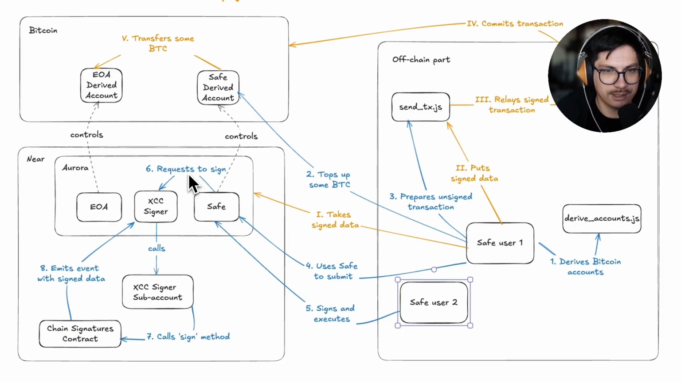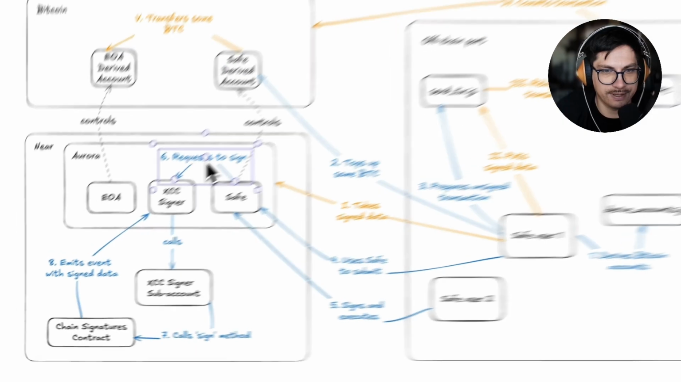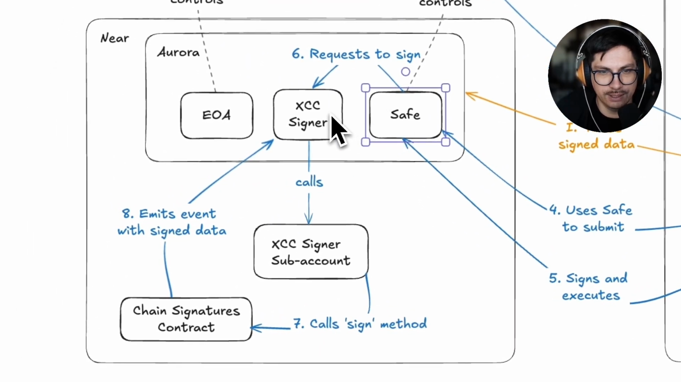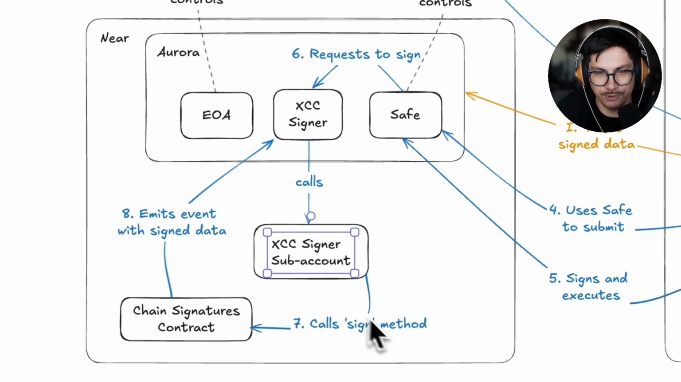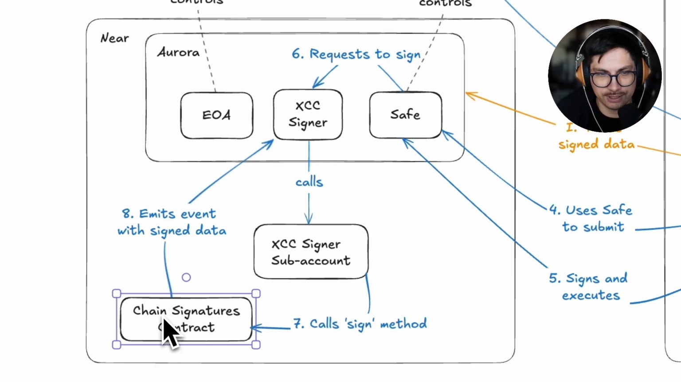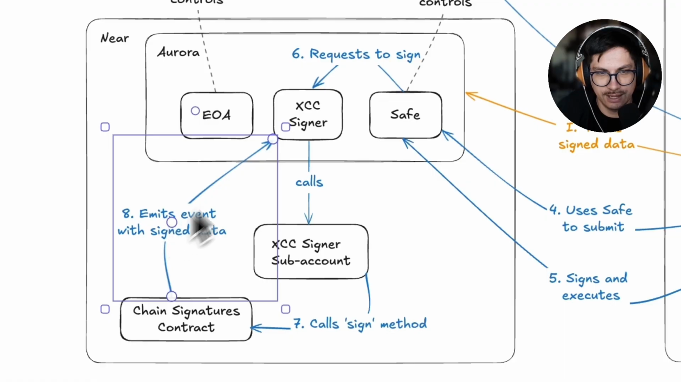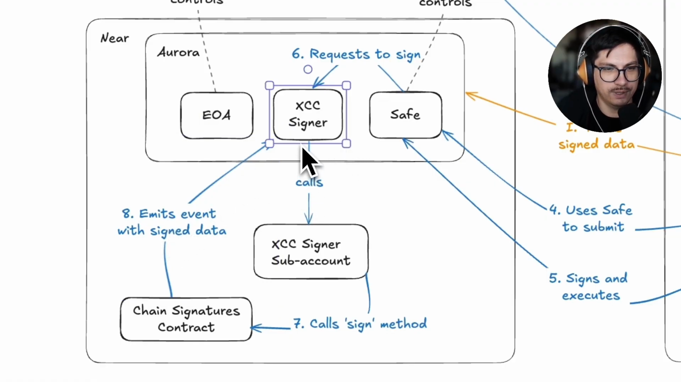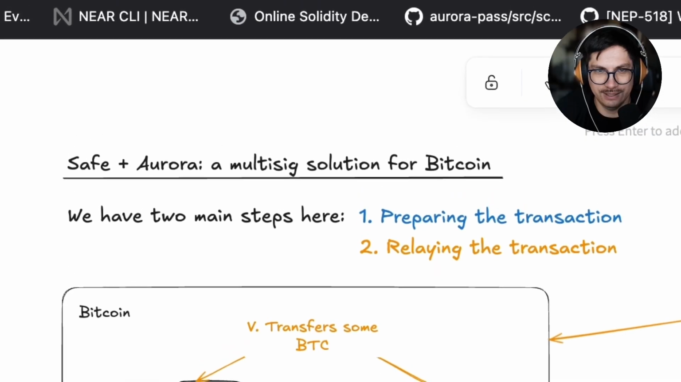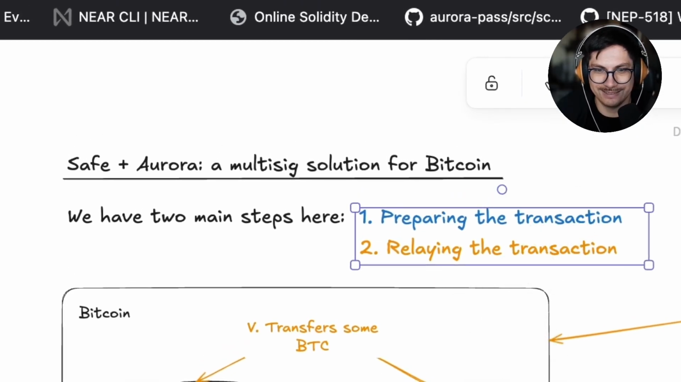And when it's signed, execution starts and the Safe contract requests to sign the payload provided to it by the XCC signer here, a special contract I have written, which after that calls its sub-account on NEAR, which calls the sign method of the chain signatures contract. And after that, the chain signatures contract emits an event with the signed data and provides it via the callback to Aurora's XCC signer contract. So, with that, the first step, preparing the transaction and signing it, is done. And we are ready to relay it to the Bitcoin network.